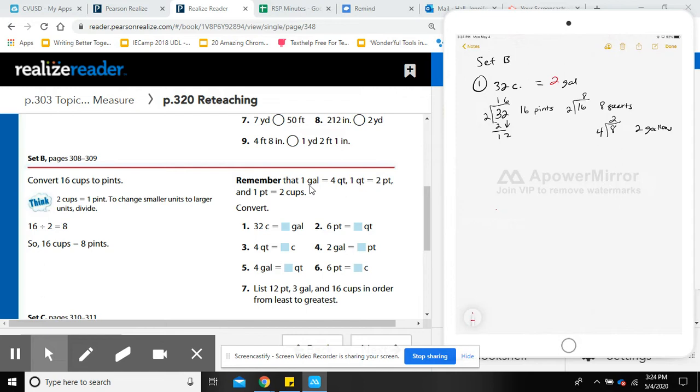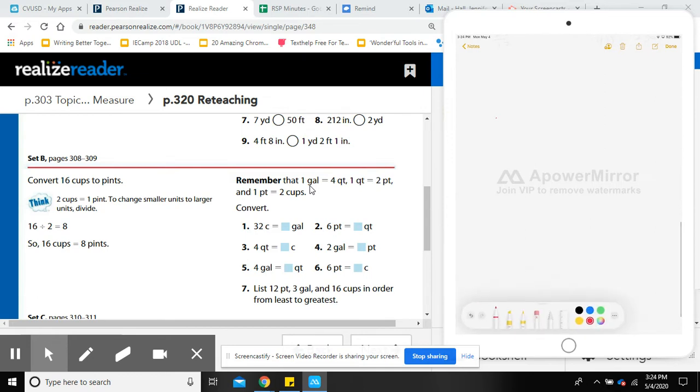Okay, so that's a lot of different steps. You guys may know an easier way to figure that out, but just in case you don't, I'm giving you the longer version. Okay. All right, number 3. 4 quarts is equal to how many cups?